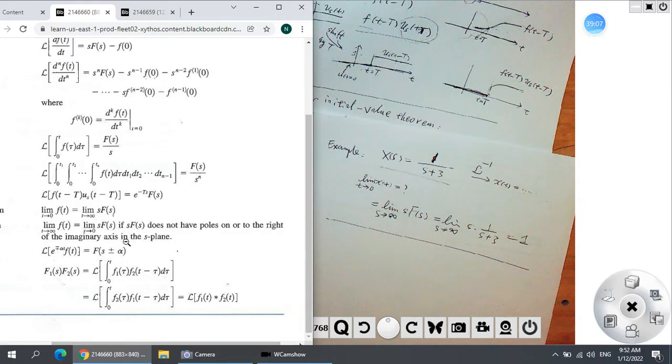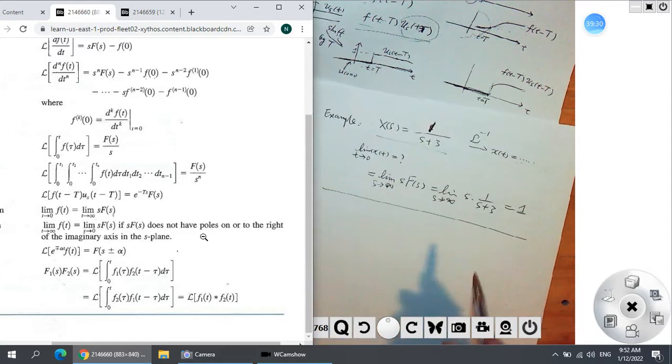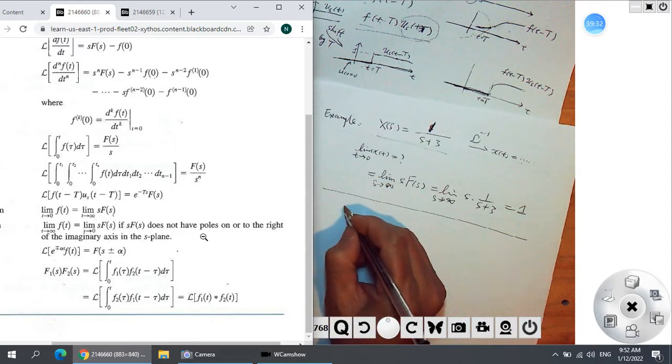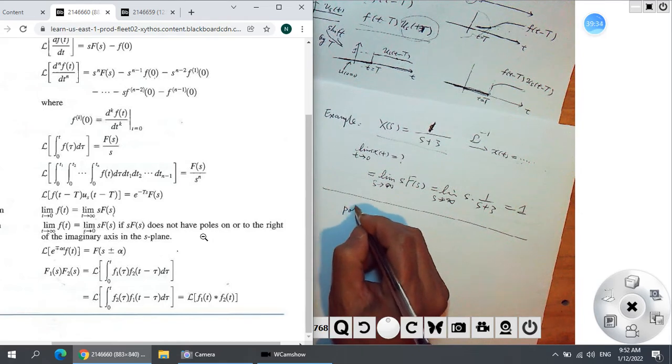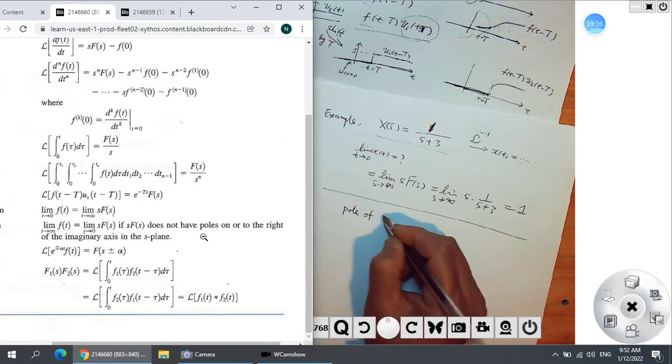If s times F of s does not have poles on or to the right of the imaginary axis in the s plane, that is a condition. So you need to know what a pole is. Let me explain this right now. What is a pole? A pole of F of s.